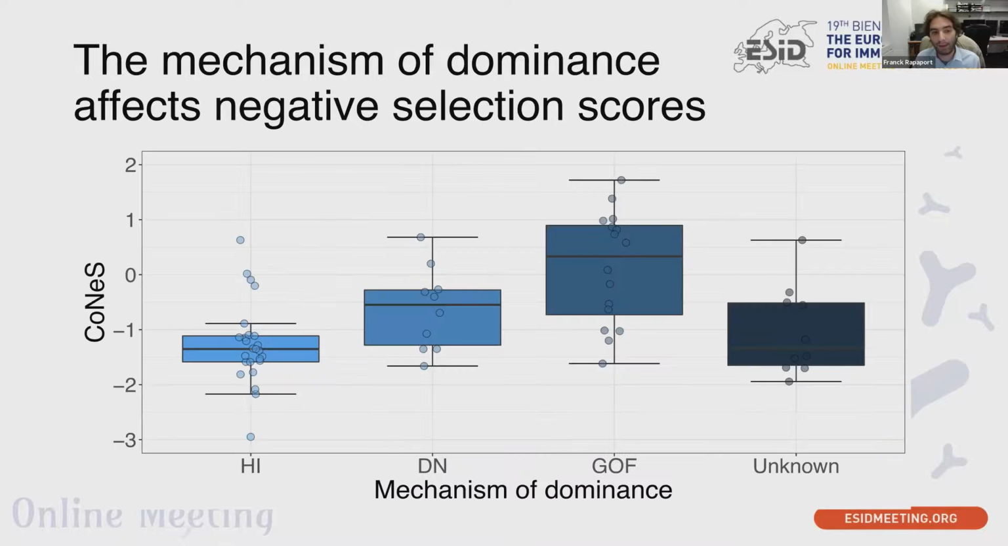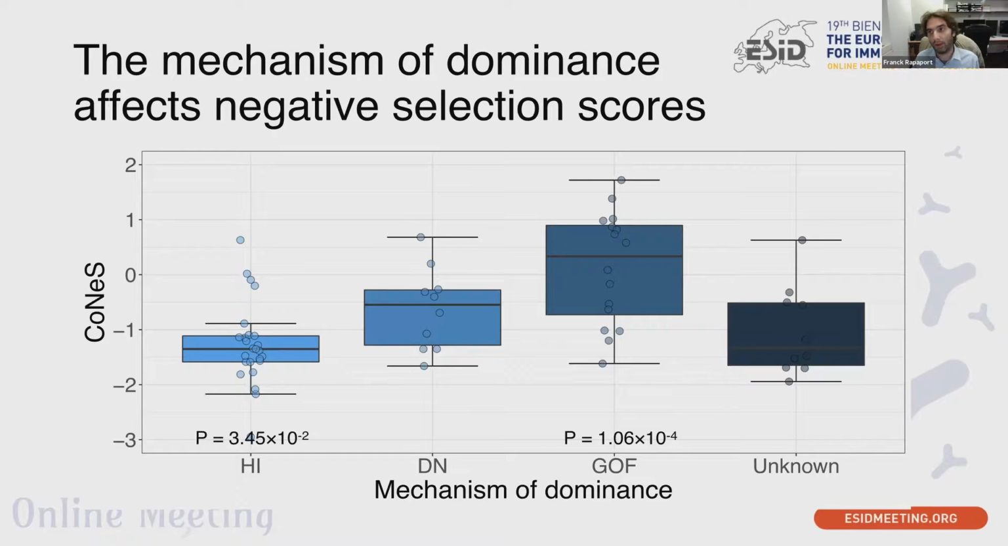And what we see if we look at negative selection is that the gain of function genes, the genes that underlie disease by gain of function, are under significantly less negative selection. They have a higher value for counts than the ones that underlie autosomal dominant disease by loss of function, with a p-value of the order of 10 to the minus 4.